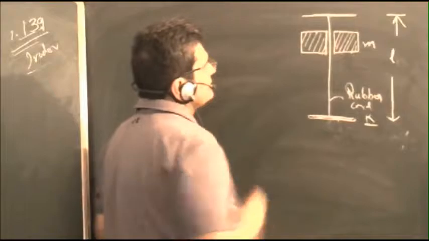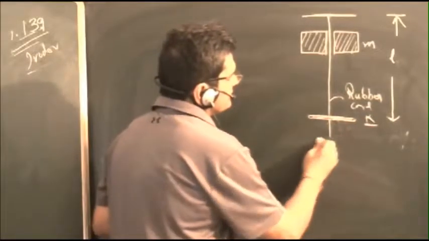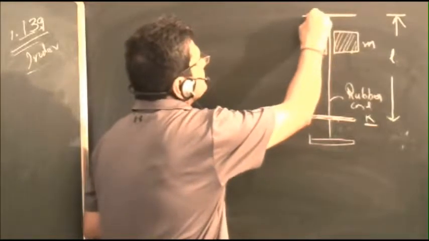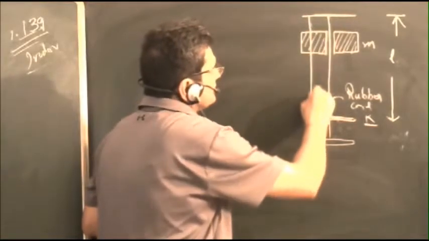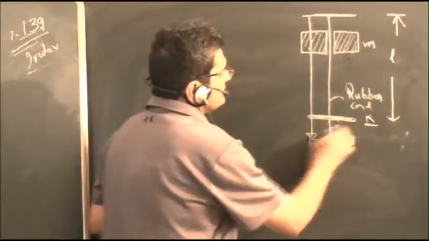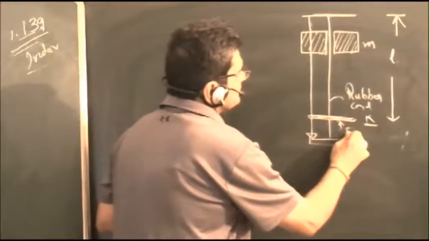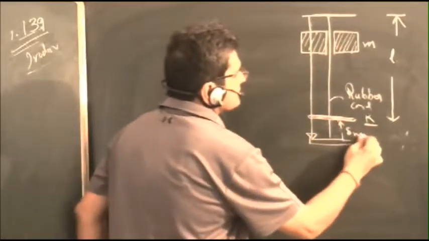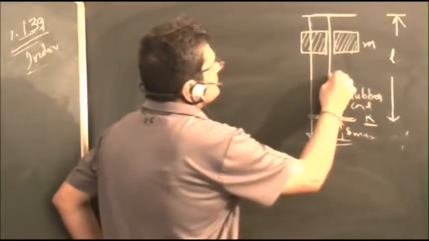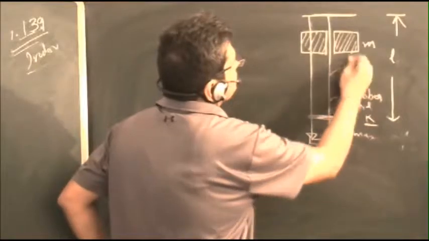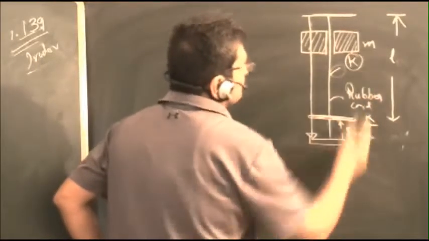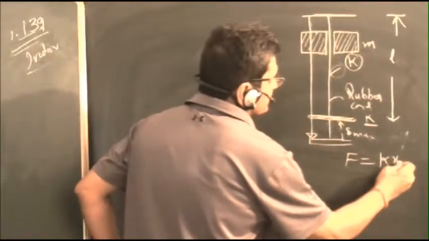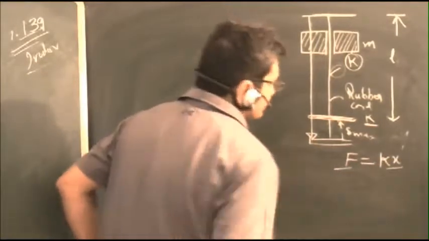We have to find the elongation which will take place in the cord when the sleeve is set free from the top. It falls, and what will be the maximum extension that will take place, delta maximum. And the elasticity constant of the cord is K. So F acting on the cord will produce X elongation.